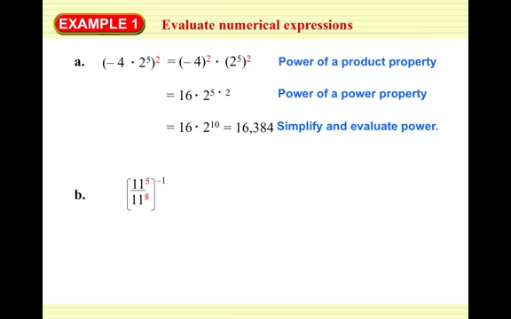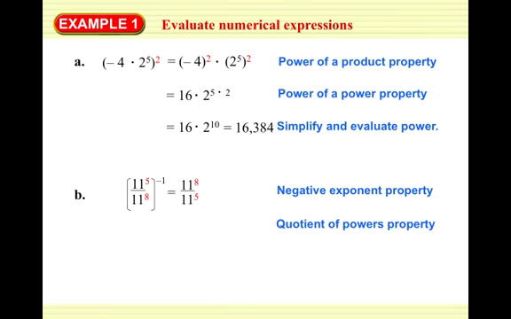Okay, for part B, we've got 11 to the 5th over 11 to the 8th, all to the -1 power. So we're going to use that negative exponent property. Remember, really the negative just means use the reciprocal of. So we would flip 11 to the 8th over 11 to the 5th, and then raising it to the first power just gives it itself. Anything to the first power is just itself. Okay, now we want to use the quotient of powers property. We want to subtract our exponents, so we're going to have 11 to the 8 minus 5, and so this is going to give you 11 to the third power, which is 1,331.